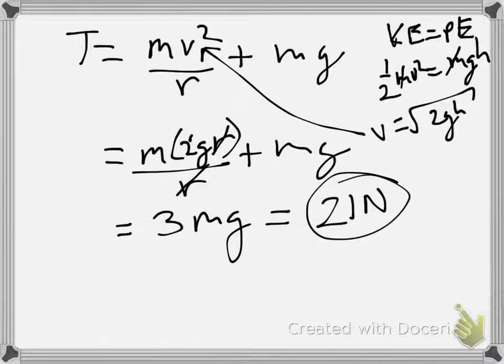So what is the lesson that we learned there? If you're stuck, go to energy. Yeah, always use energy. Take the square root of 2gh, because then this becomes 2mg plus mg, which becomes 3mg.